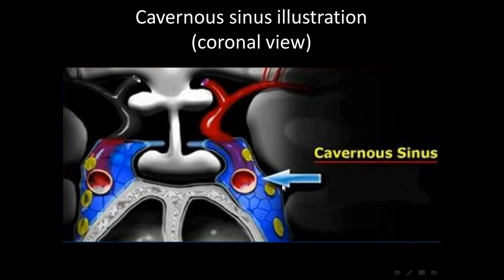This is another illustration in coronal view. This is the pituitary gland, right? And this is the stalk. This is the optic chiasm. And this is the internal carotid artery. It's passing through the cavernous sinus. So this is the internal carotid artery passing through the cavernous sinus, which lies on either side of the pituitary gland.